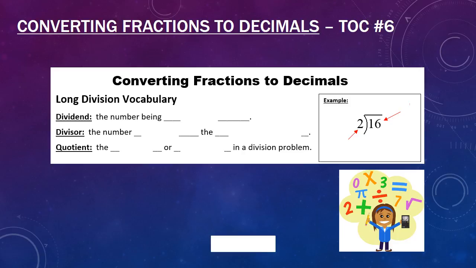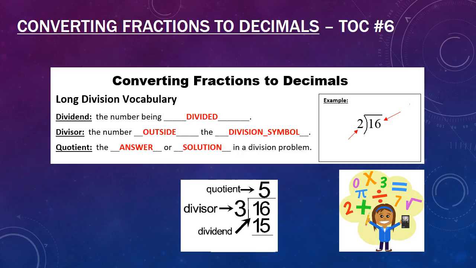So the dividend is the number that's being divided. It's the one that's going to go inside the division symbols and inside the house, as I call it. The divisor is the number outside the division symbol, or the one that's doing the division. And a fancy word that you're going to hear a lot more now that you're in middle school is quotient. A lot of kids look at that word and say it wrong, but it is quotient. And it is a fancy word for the answer or the solution in a division problem.